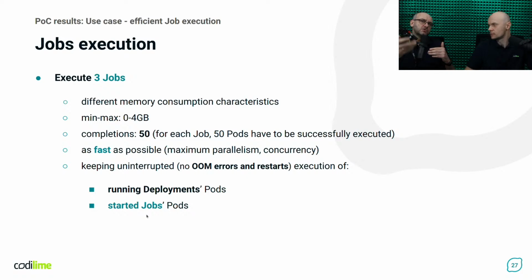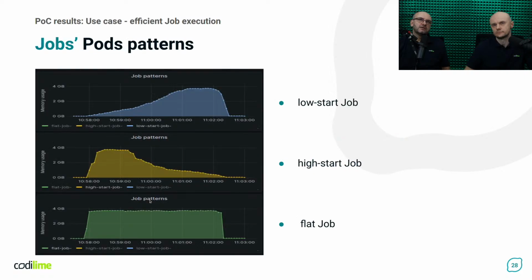And we would like to complete the job as fast as possible, putting the concurrency to the highest level possible. And we would like to have all deployments concerning the applications and the started job uninterrupted, which means we would like to schedule the job pods in a way that does not cause out-of-memory errors and restarts. This is our assumption. And we modeled the characteristics of the job pods in this way for these 3 jobs.